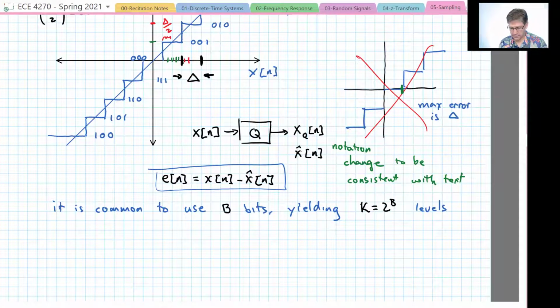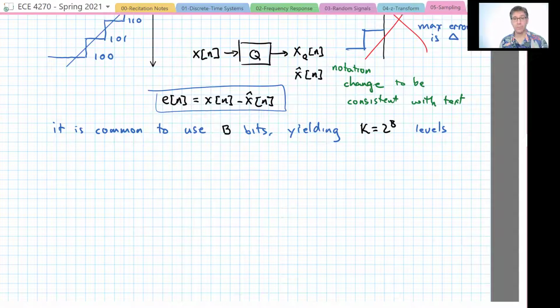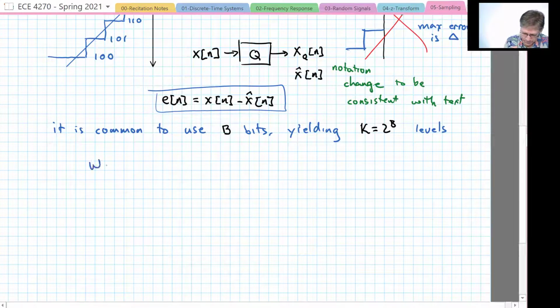Alright, so let's see what e is like. I'll give you some hints. One of the reasons we studied statistical signal representations and information is because we need tools like that to analyze things like e. So, what is e of n like?